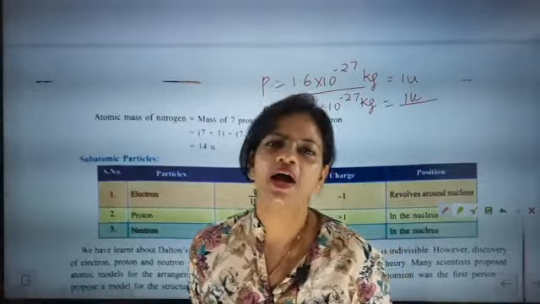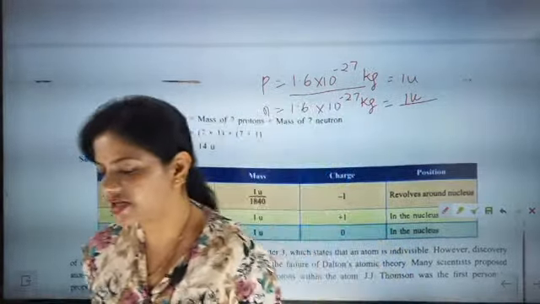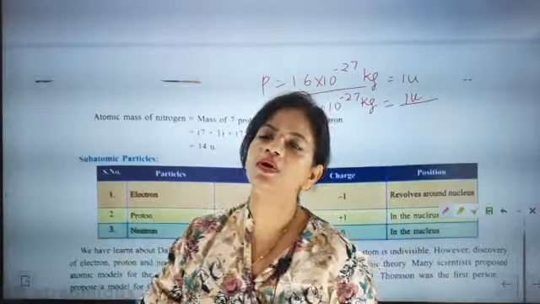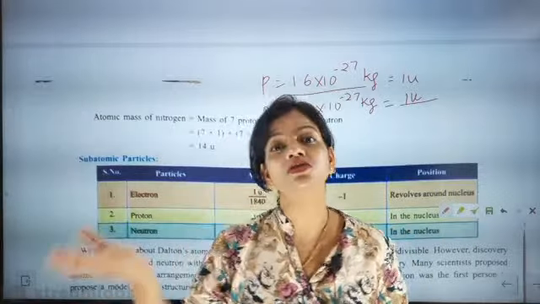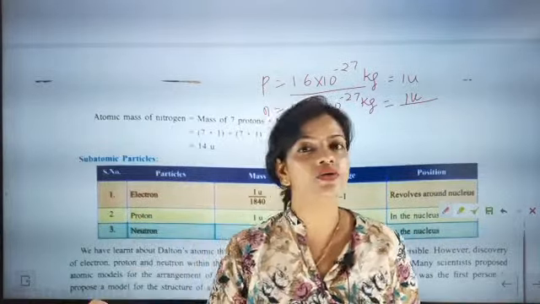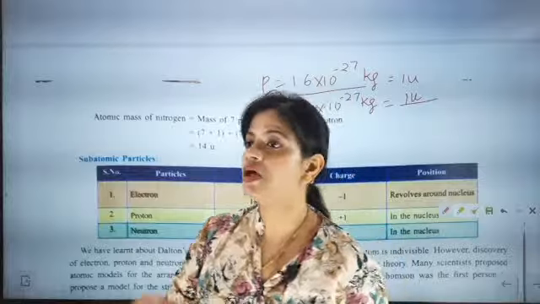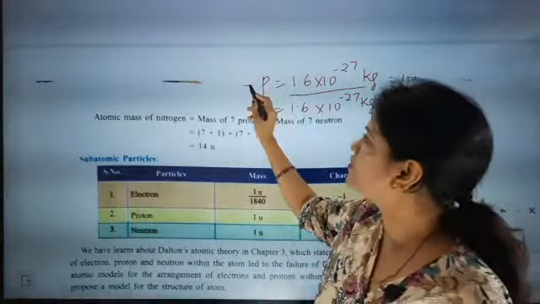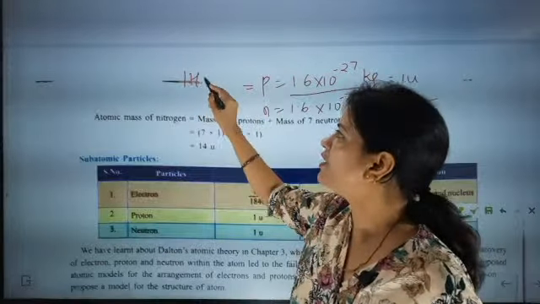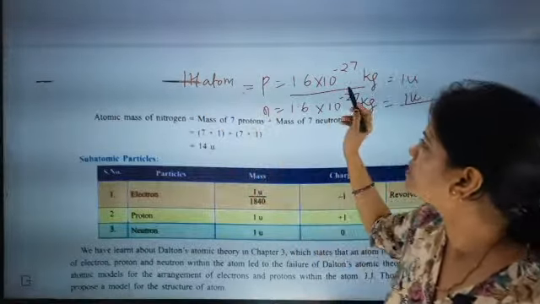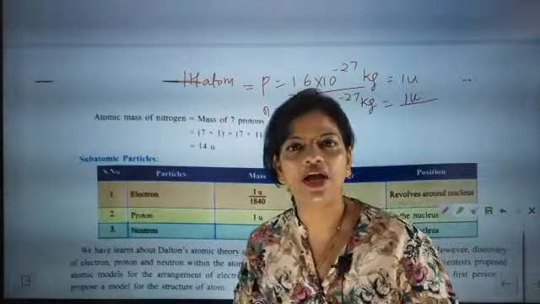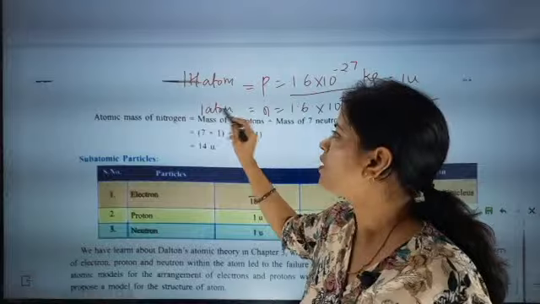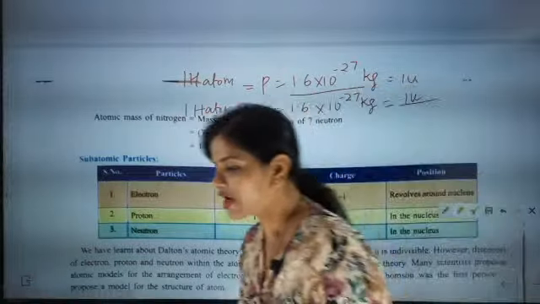Then you will say, it is simple, it is not rocket science. The mass of hydrogen is equal to the mass of neutron also, because the mass of proton is equal to the mass of one atom of hydrogen, and the mass of proton is equal to the mass of neutron. So the neutron mass will also be equal to one hydrogen atom mass.